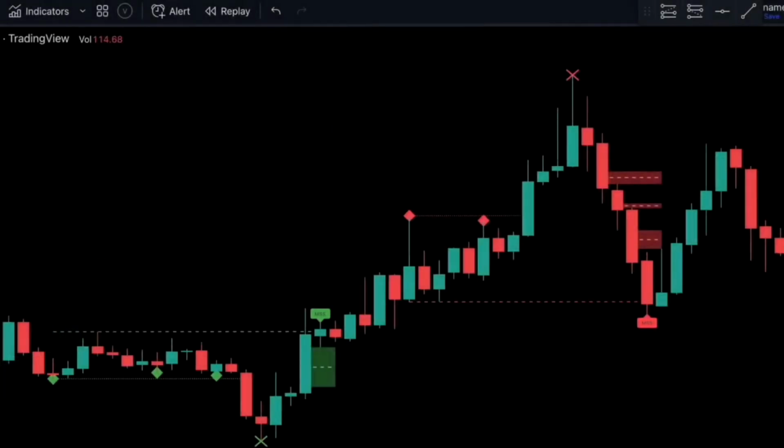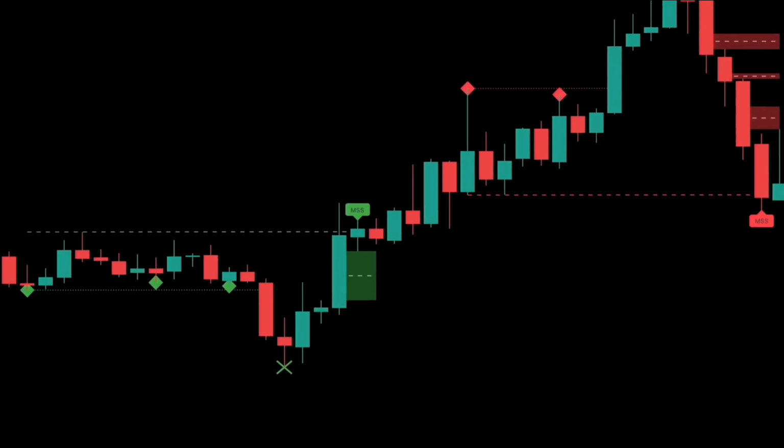I'll show you how to add it to your chart and what settings to use at the end of this video. For now, let's understand its key features. Let's start with these green rectangles. These shapes appear every time the market makes equal lows.